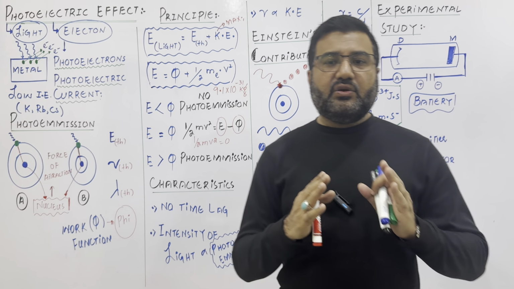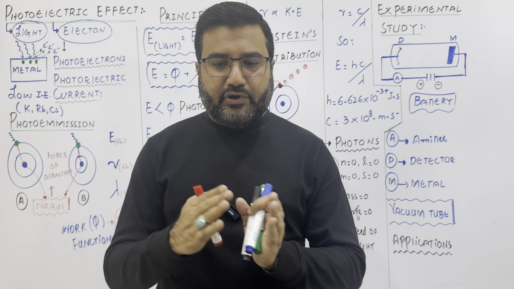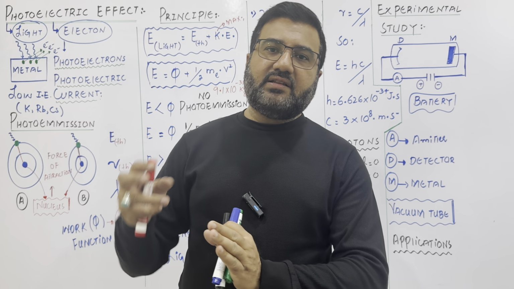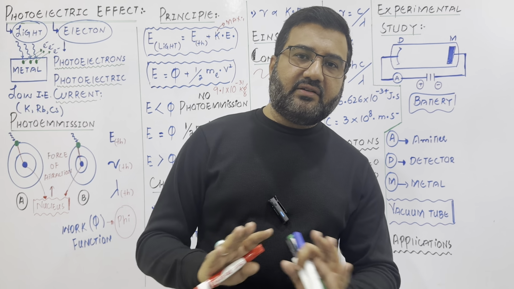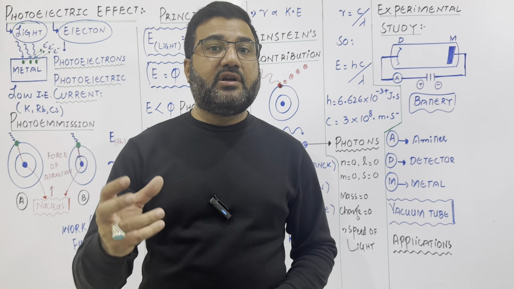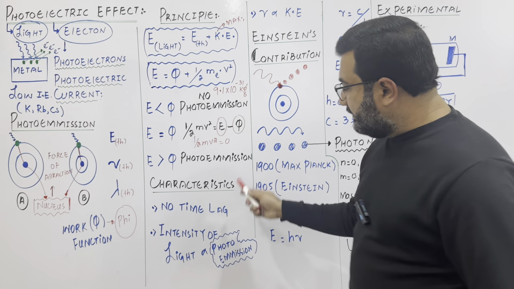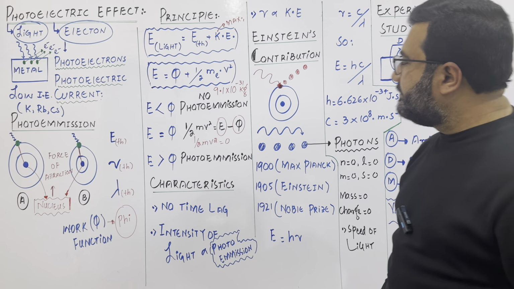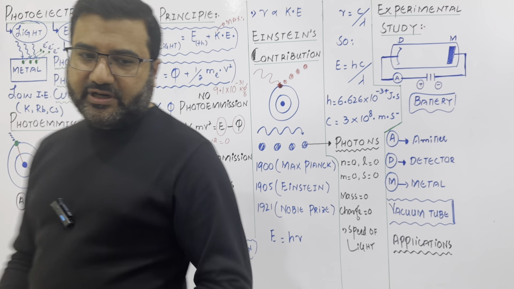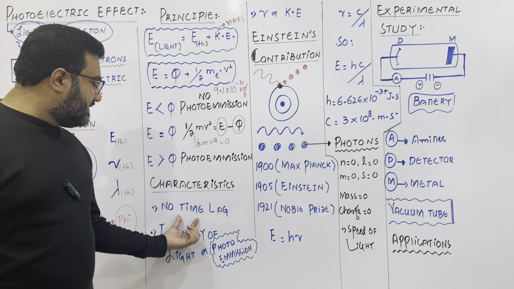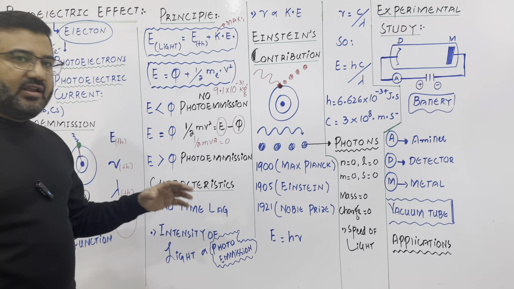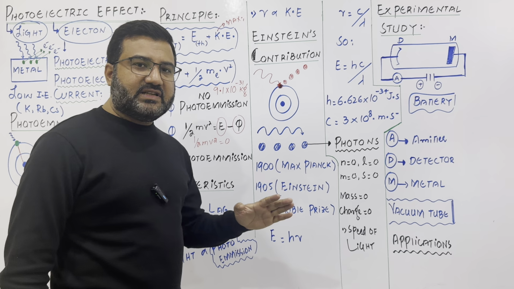But if you will be using the light with higher frequency, then the ejected electrons will be having more kinetic energy, but the number of photoelectrons will not be affected. So these are the three very important concepts. Now listen very carefully. I have just mentioned here that photoelectric effect is an instantaneous process. There is no time lag in this process.